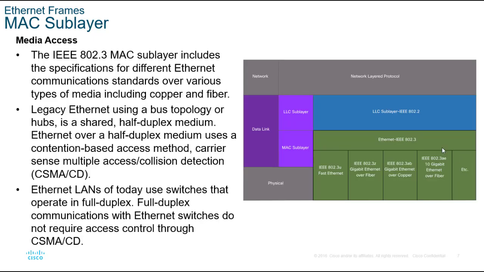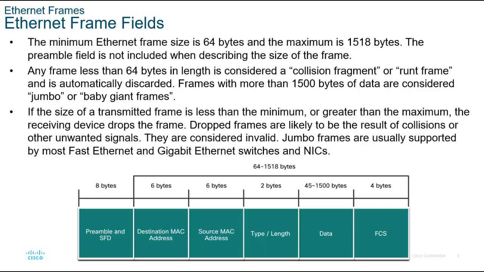In the figure, the IEEE 802.3 standard is further subdivided into a specification for each type of Ethernet media. For example, 802.3u defines Fast Ethernet, which has 100 megabits per second bandwidth. 802.3z defines Gigabit Ethernet, or Gig-E for short, over optical fiber. 802.3ab applies to Gig-E over copper, and 802.3ae applies to 10 Gigabit Ethernet over optical fiber.